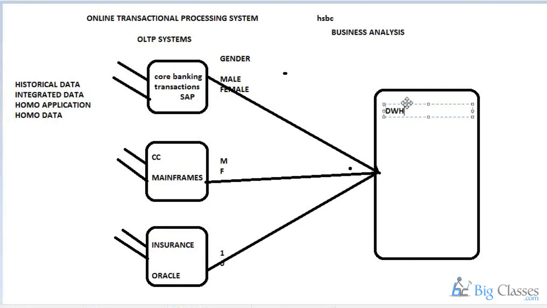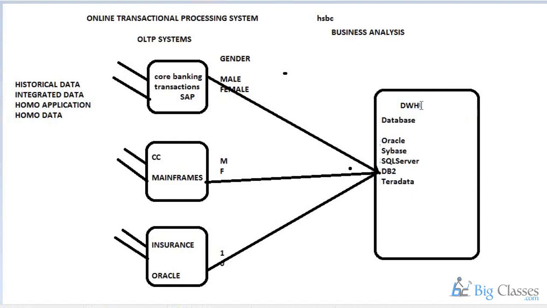So what is this data warehouse? The concept of a data warehouse is that it is built on a database. We can build the data warehouse on any database. It could be on Oracle, could be on Sybase, could be on SQL Server, it could be on DB2, or it could be on Teradata. So you can build the data warehouse on any database.